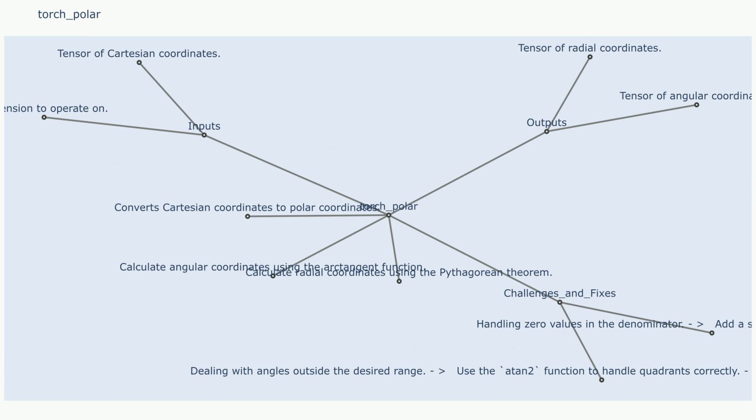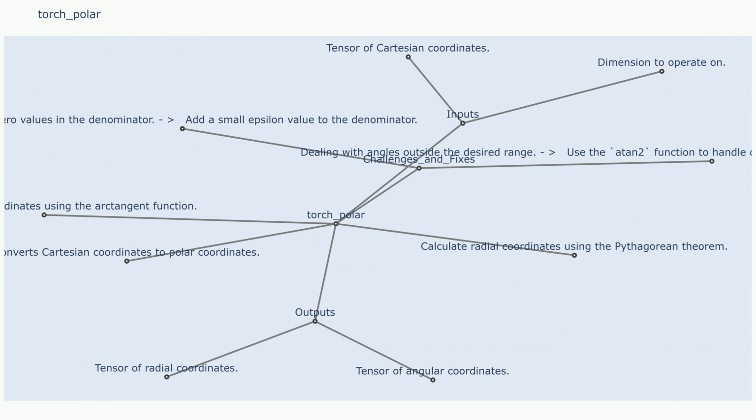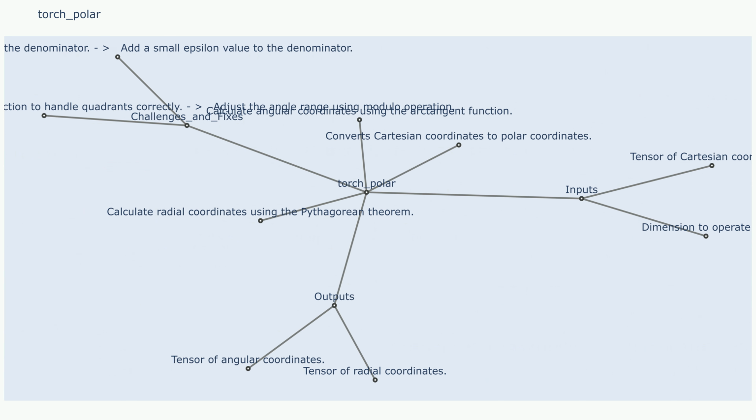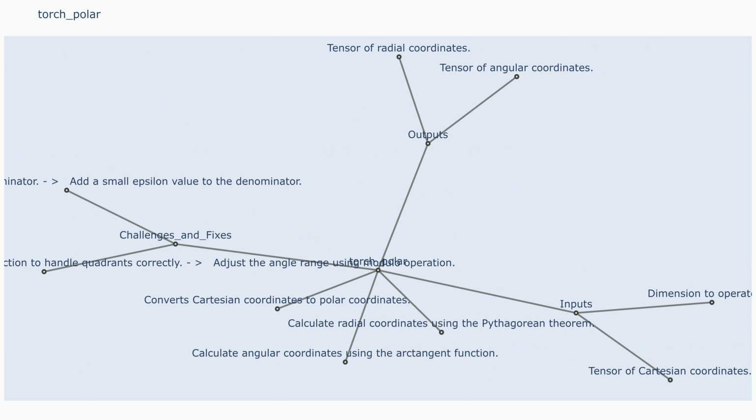Inputs: x, a tensor representing the x coordinates of the points, y, a tensor representing the y coordinates of the points. Outputs: r, a tensor representing the radius of the points in polar coordinates. Theta, a tensor representing the angle of the points in polar coordinates in radians. Steps. The function calculates the radius using the formula r = sqrt(x^2 + y^2). The function calculates the angle using the formula theta = arctan(y/x).